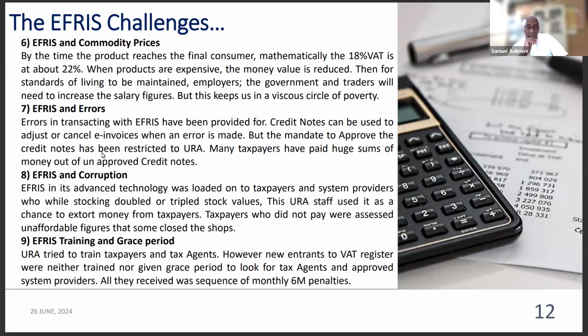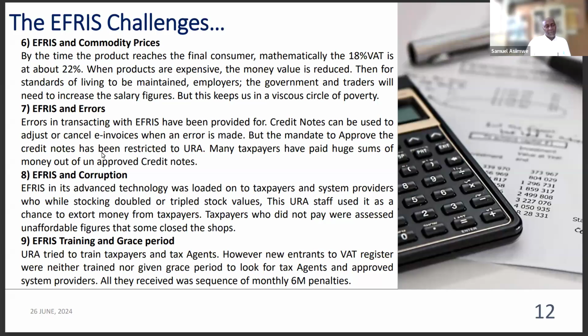VAT correcting tool. But this VAT, the way it is collected along the distribution chains, at the end of the day keeps us in the vicious cycle of poverty, because you pay highly for a product. You also need money, because the salary also has to be increased to cater for the products on the market. So in this case, EFRIS comes with such challenges, but they can be corrected.